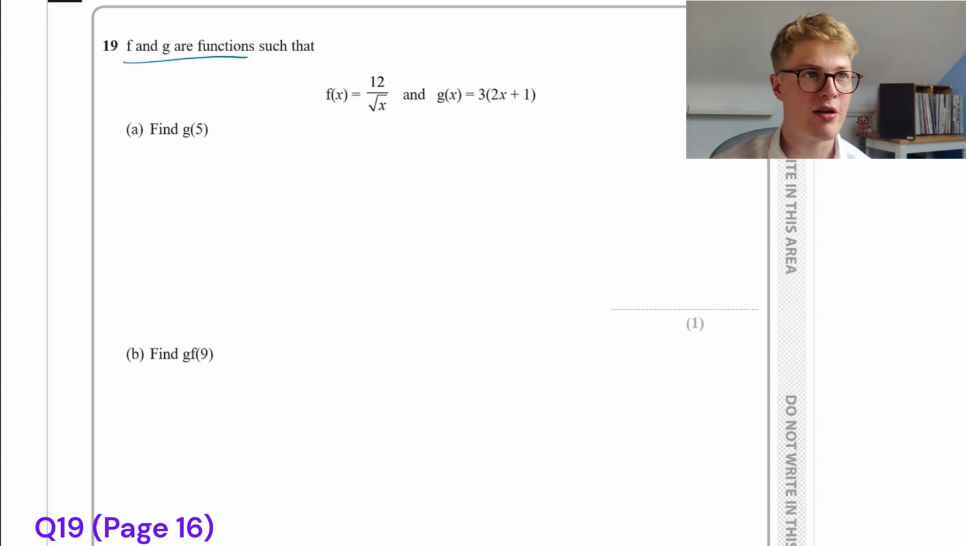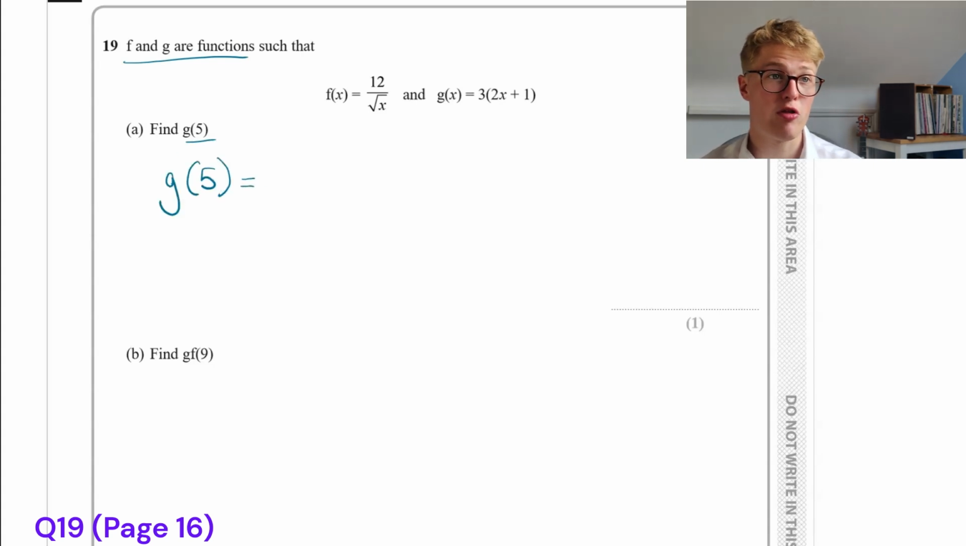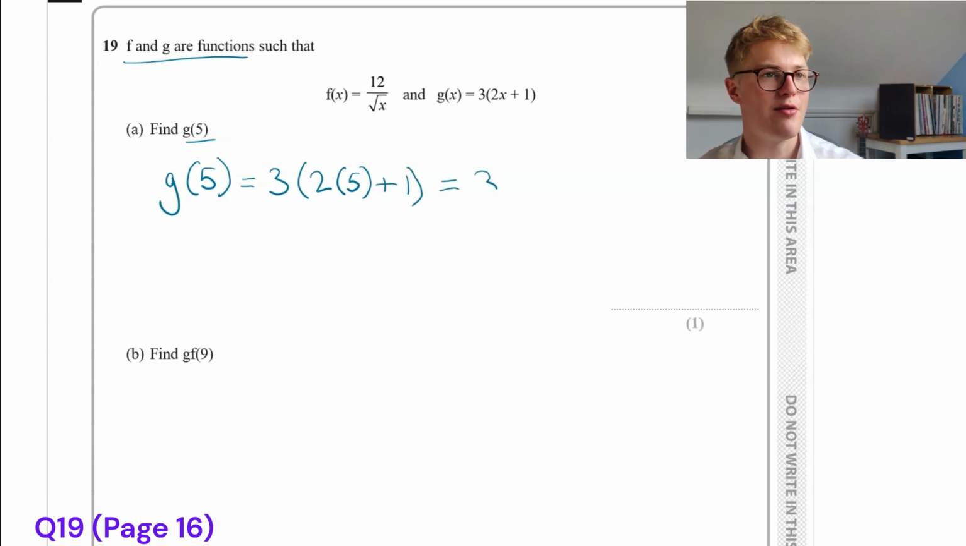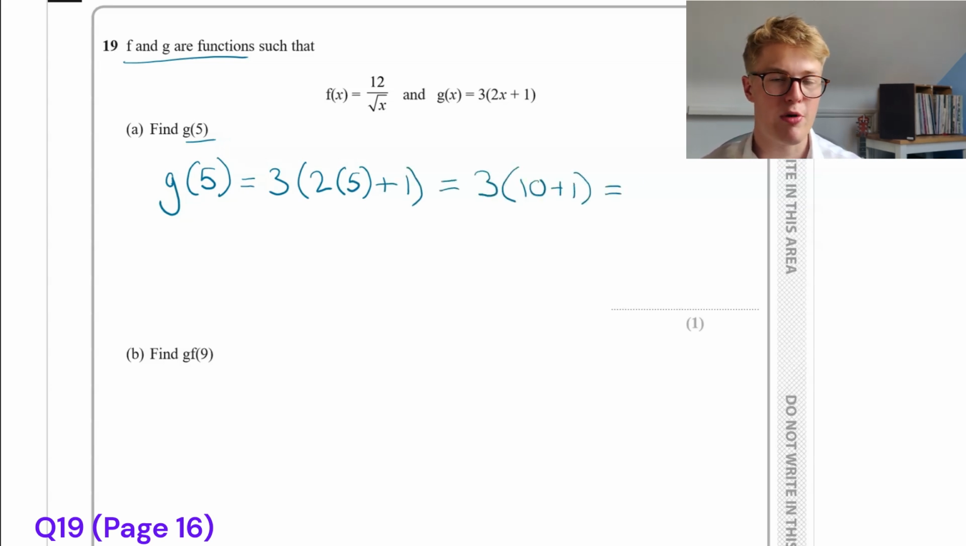F and g are functions such that f(x) equals 12 over root x and g(x) is equal to 3 times 2x plus 1. Find g of 5. So g of 5 is going to be 3 times 2 times 5 plus 1 because we replaced the x with a 5. Then we get 3 times 10 plus 1 because we expand the 2 times 5, and that leaves us with 3 times 11, which is 33.